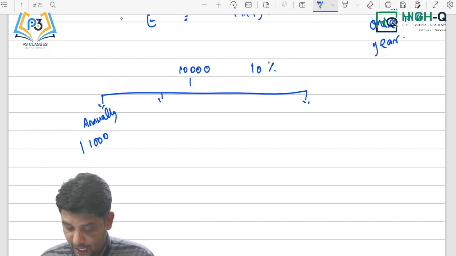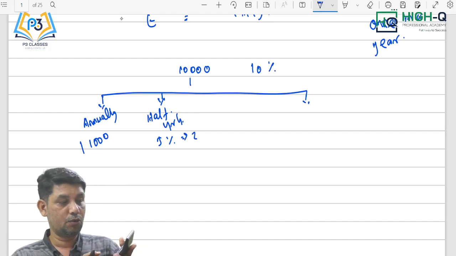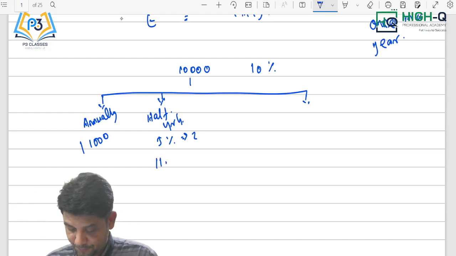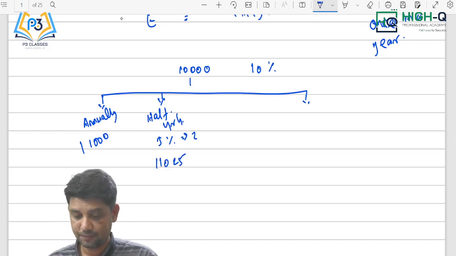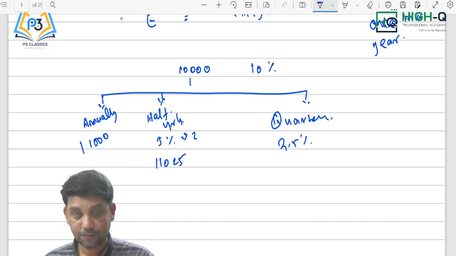But when they calculate half yearly, just check what happens. Half yearly means this 10% will become 5%. The number of years is 1 only, but the number of times interest is calculated becomes 2. So what you will do, sir? 10,000 plus 5% plus 5%. 2 times you will be adding 5%. 11,025. Next you go for quarterly. What is it? Sir, 2.5%. Okay. And what is n equal to? 4 times.